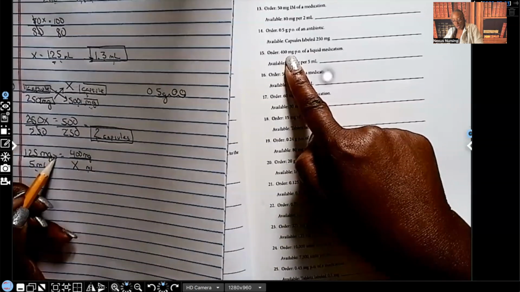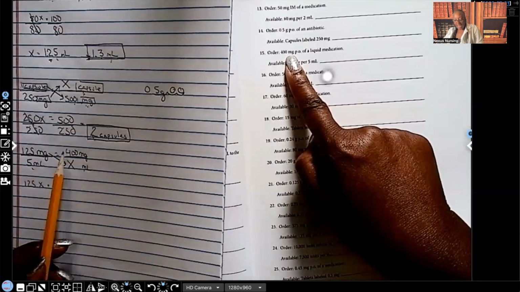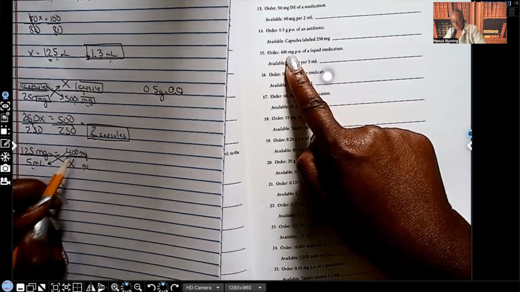So we're going to do 125 times X, and that gives us 125X equals, now we have to do 400 times 5, which gives us, give me a second, 4 times 5 is 20. Let me add my zeros, 1, 2.